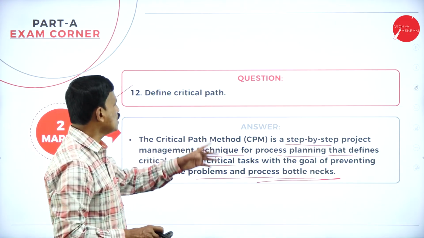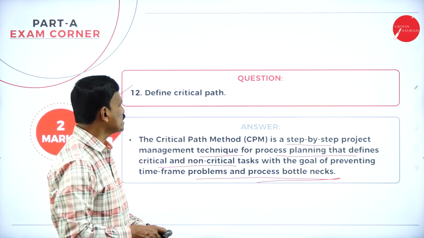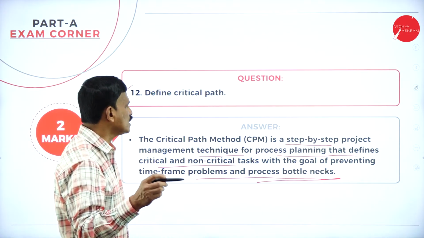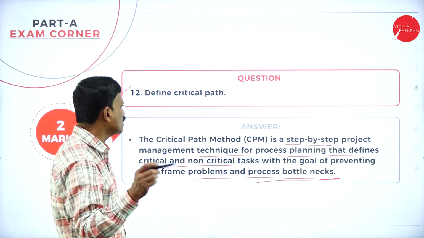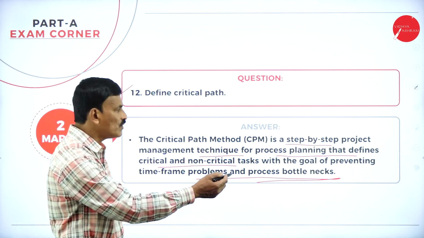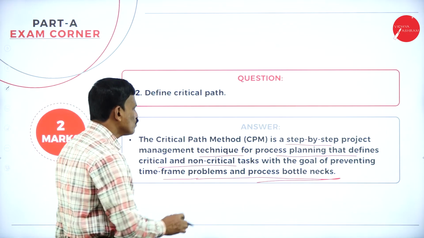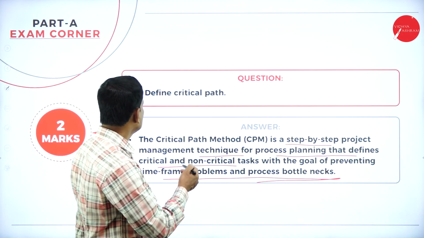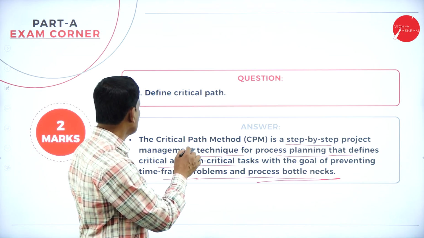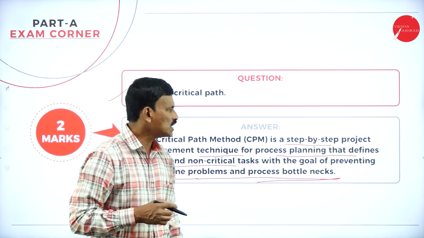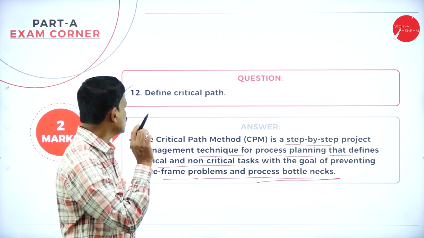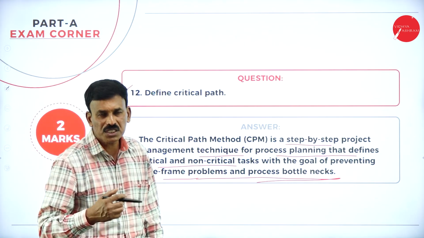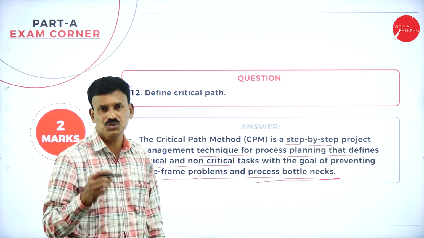See here, the critical path method is a step-by-step project management technique for process planning that defines the critical and non-critical tasks with the goal of preventing time frame problems and process bottlenecks. This is how we are going to define it. Okay. These are the questions which were asked in the previous year for 2 marks.